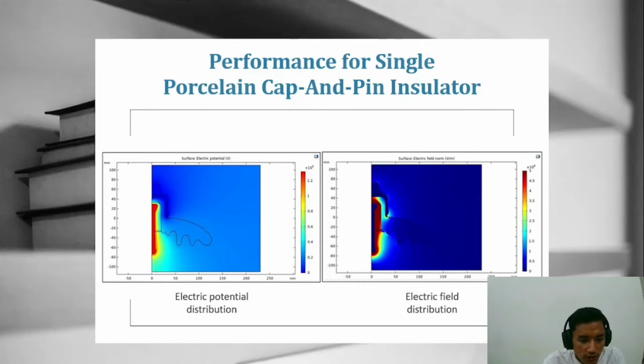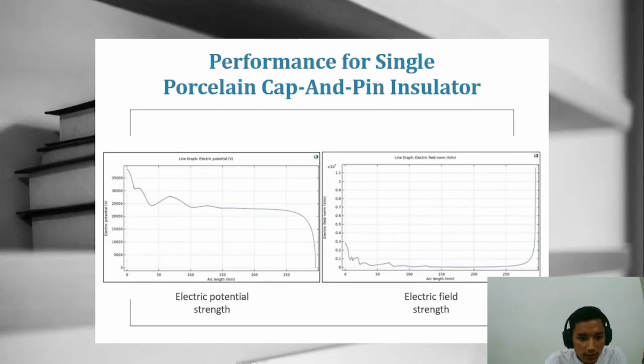electric potential distribution. There are two colors, which are red and blue. The red is the higher saturated area, and the blue one is the minimum values for electric potential. So this is the electric potential distribution. Next, for the graph, here we have two graphs, which are the electric potential strength graph and the electric field strength graph for the single porcelain cap and pin insulator.